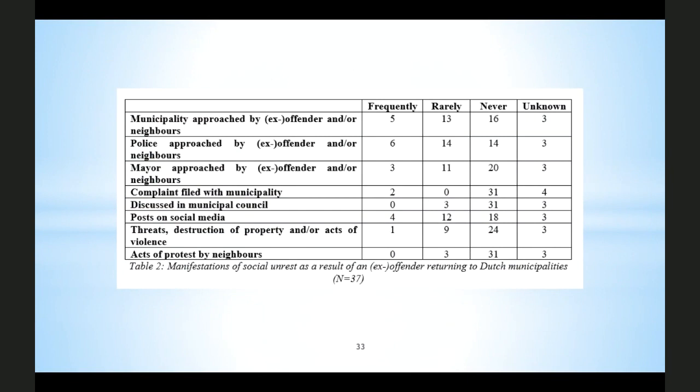Now, respondents were then asked how this social unrest manifested itself, and the table presented here on the slide shows that the arrival or presence of an ex-offender less often directly threatened the public order in the area. So over the 6-year period, 10 respondents, or about 27%, recalled social unrest existing, of threats being issued, property being destroyed, or violent behavior being displayed.